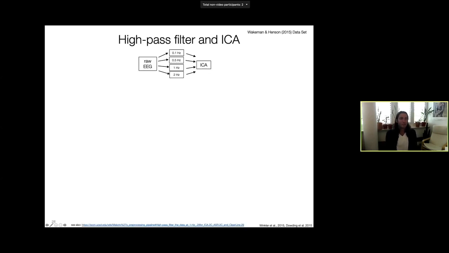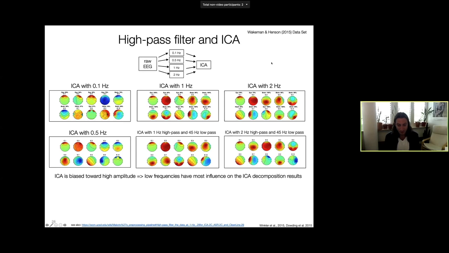So first of all, I checked the effects of high-pass filters on the ICA decomposition. So I took the EEG and applied different high-pass filters and looked at the ICA decomposition. And here you see the results of it. I always plotted the first 10 independent components. And what you have to consider is that the ICA is biased towards high amplitude. And remember that the EEG power spectrum shows us that the low frequencies have much higher amplitude. So low frequencies have the most influence on the ICA decomposition results.